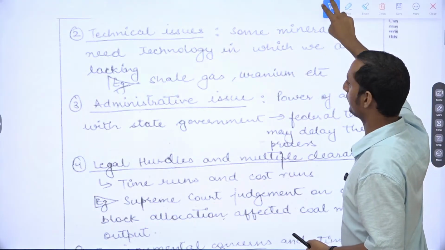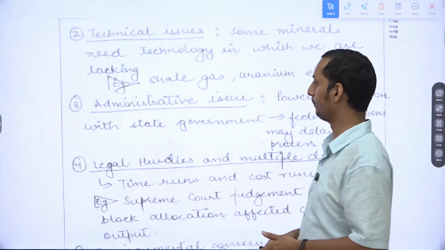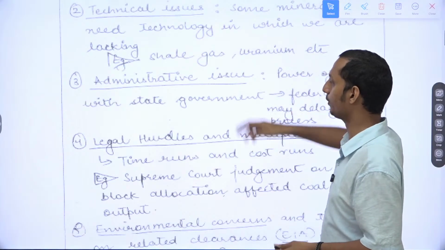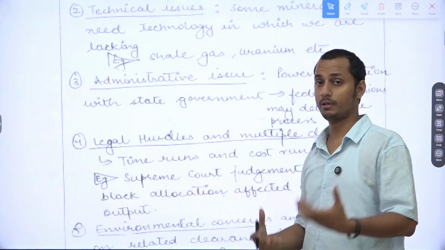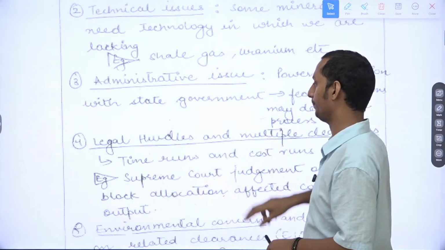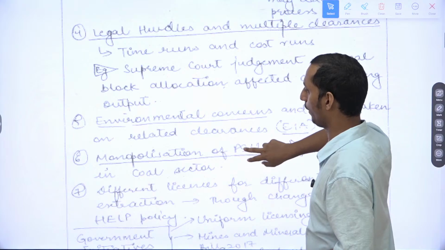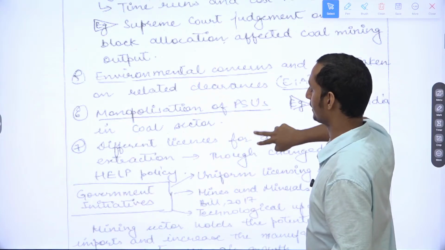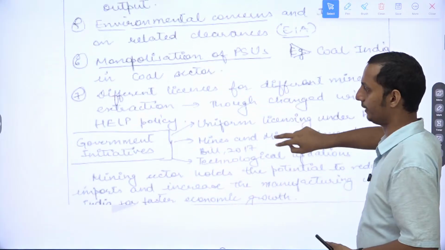You can mention the technical issues such as shale gas, uranium, thorium. You can mention the administrative issues such as the power of authorities of the state government or even the different corruptions such as the coal scam. Legal hurdles, you can mention the Supreme Court judgment regarding the coal block allocation, environmental clearances such as the environmental impact assessment, monopolization of PSU, especially in the coal sector.